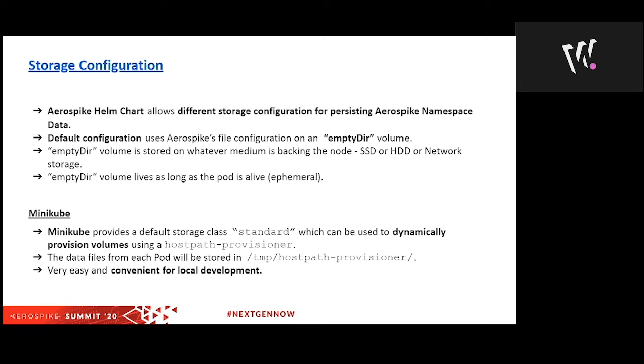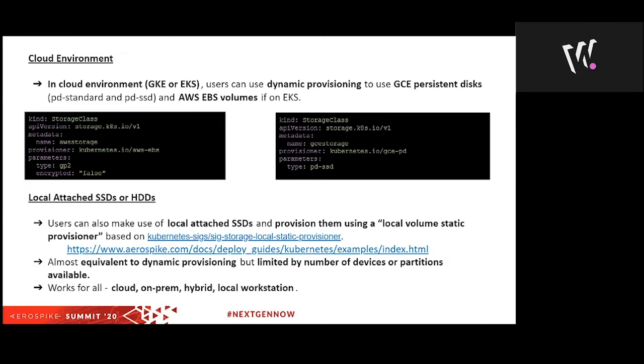The path is /tmp/hostpath-provisioner, and when you create volumes for the Aerospike pod, the Aerospike namespace data files will be accessible through this path from the Kubernetes host. So it's very convenient for development, but the restriction is that you have to use file-based storage when on Minikube. But on cloud, things are different.